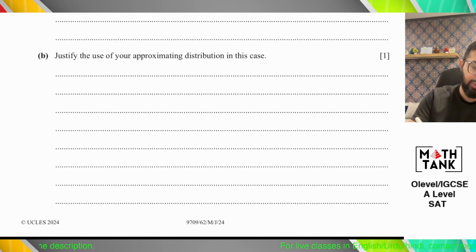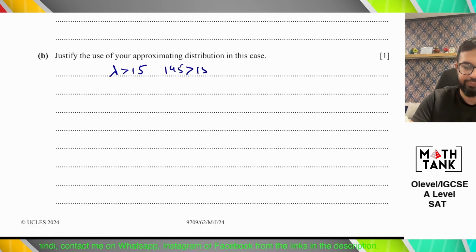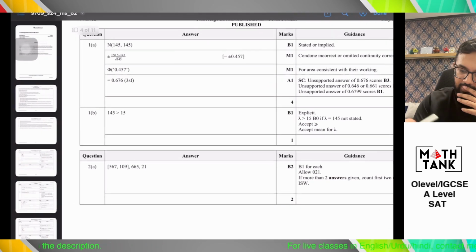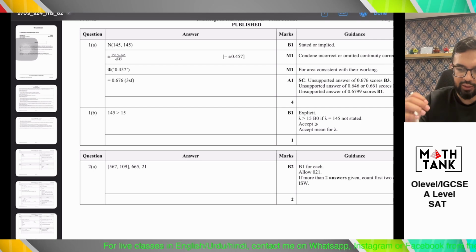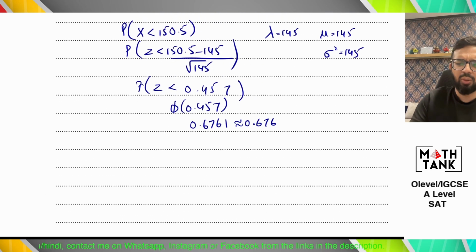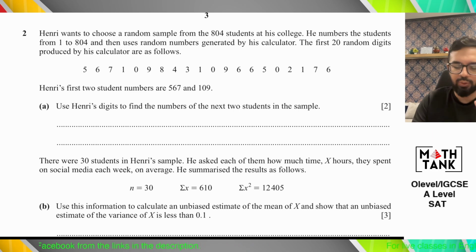Okay, justify the use of your approximation. Lambda is greater than 15 is the justification for this approximation. Yes, 145 is greater than 15. Often you have to make sure that you're stating the lambda, that it's explicitly required that you mention 145. If I just write lambda is greater than 15, although I've stated lambda equals 145 here, that works, but even then you should be clear because justifying is using evidence to prove.